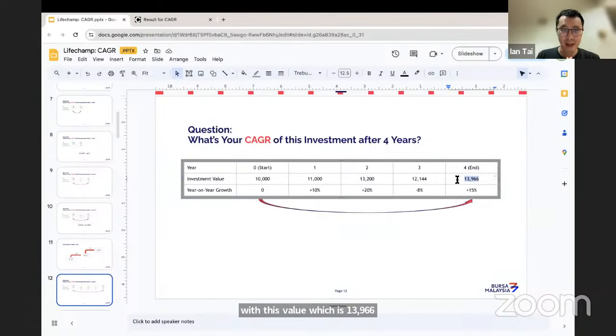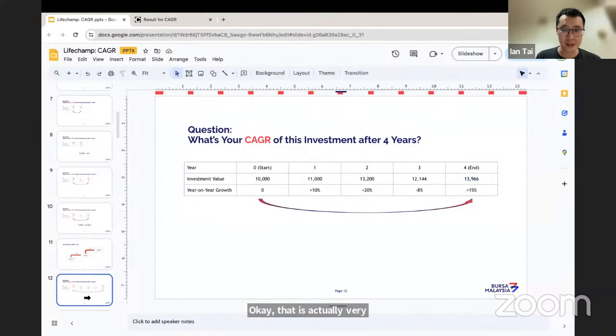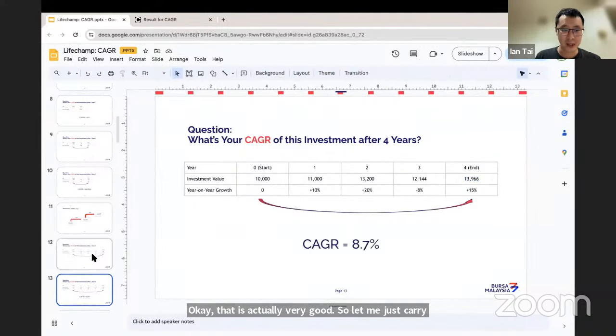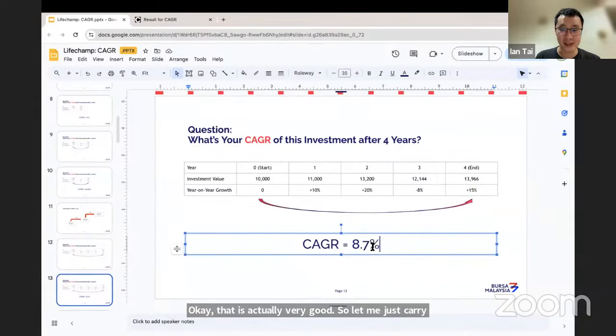Okay, guys. Time for some homework. Can you actually calculate for me what is the CAGR of this investment after 4 years? Let's see what answers you get. So Ahmad Azvi says 8.71%. John Yap says 8.7%. Okay, that is actually very good. So let me just carry on. Let me just review the answer to you. Yes, the answer is 8.7%.